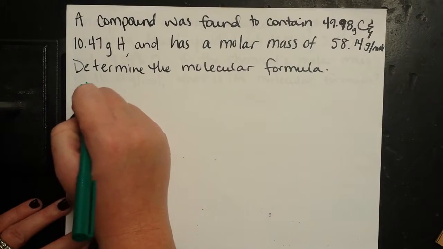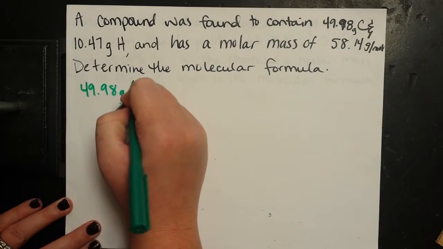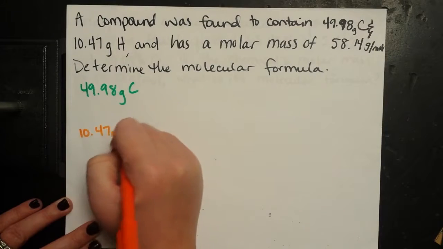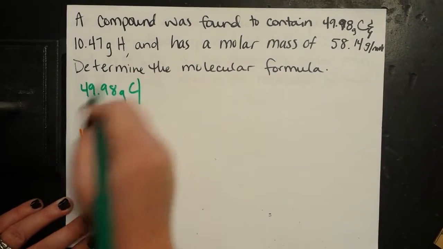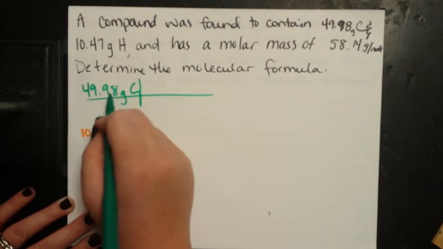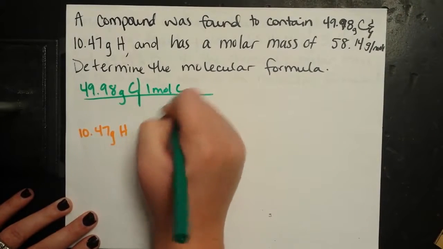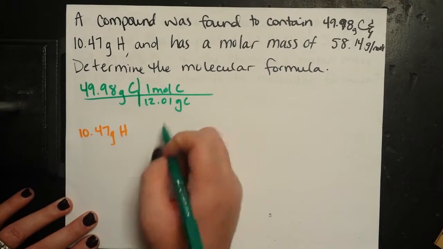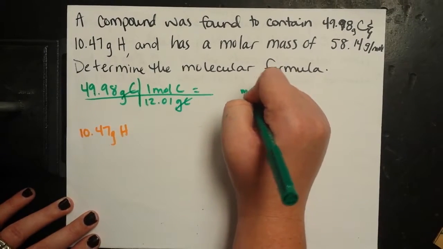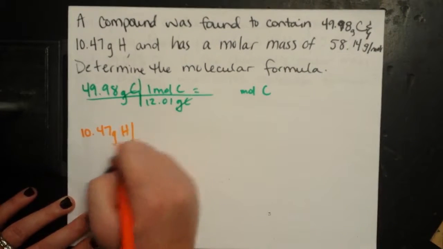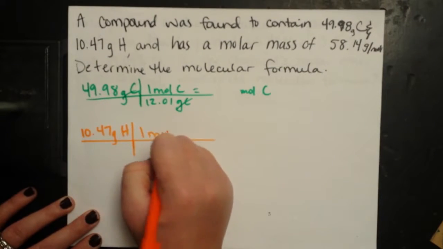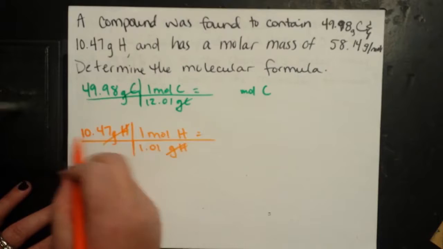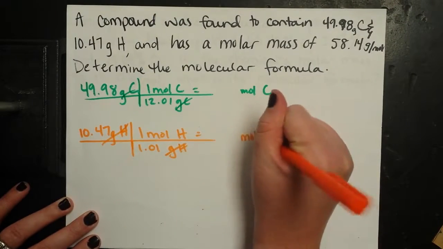I know that I've got 49.98 grams of carbon and 10.47 grams of hydrogen. Let's go ahead and get to moles so we can see that ratio. So I'm going to take this and turn it into moles of carbon by dividing by 12.01 grams of carbon, because there's 12.01 grams in 1 mole for carbon. That's going to give me moles of carbon. Let's do the same for hydrogen using hydrogen's molar mass. I know 1 mole of hydrogen is 1.01 grams of hydrogen. So we're going to end up with moles of hydrogen.